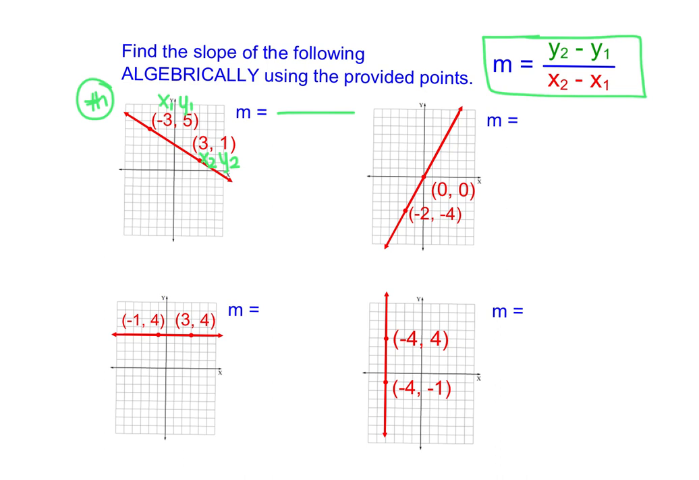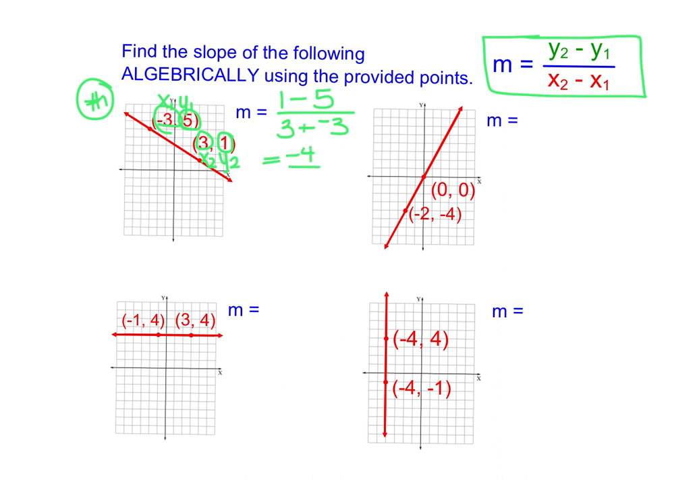x2, and y2, that is point 2. So my slope m is equal to y2, which is 1, minus y1, which is 5, divided by x2, which is 3, minus x1, which is a negative 3. So if I simplify this, 1 minus 5 is a negative 4.